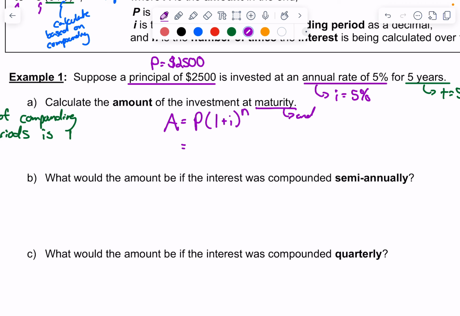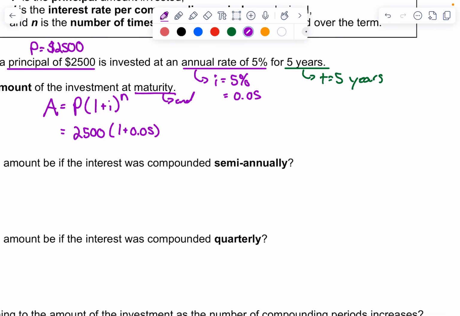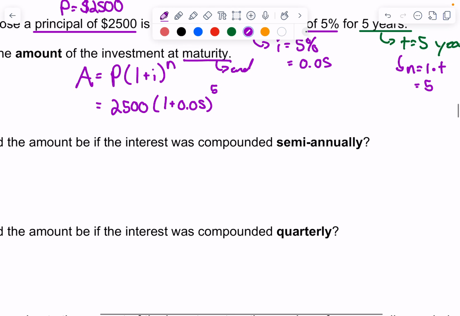So our principal is 2,500. And then we have 1 plus our interest rate. If I is 5%, that's the same thing as 0.05, because again, you turn it into a decimal. So 0.05. And then all of that is being put to the power of n. In this case, n is equal to 1 times their t value, so that's 1 times 5, or 5.